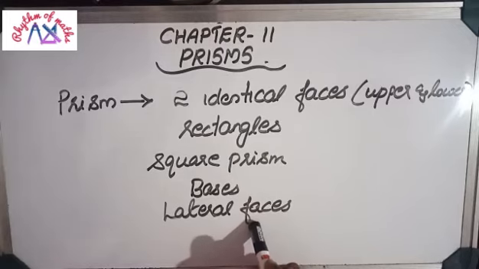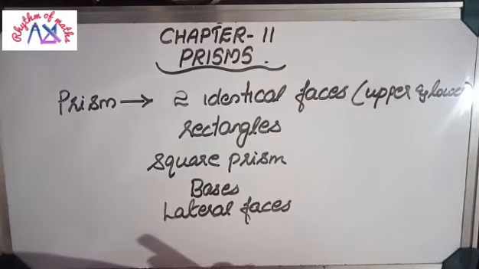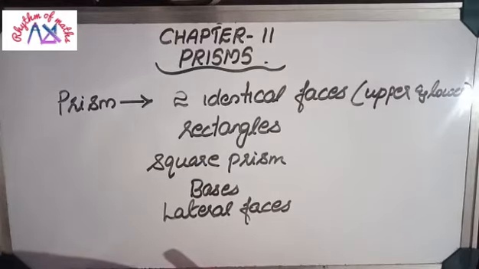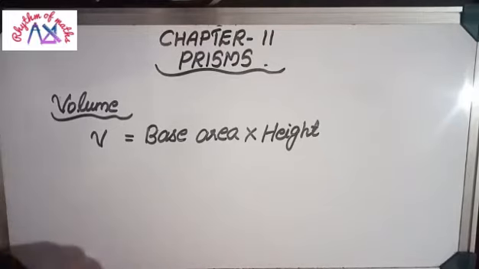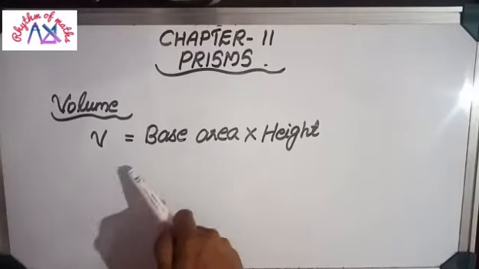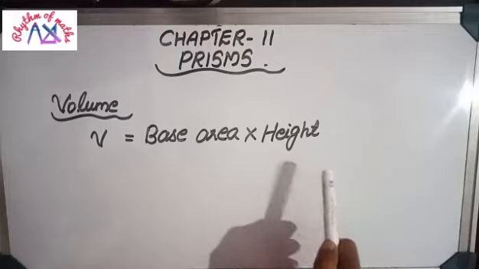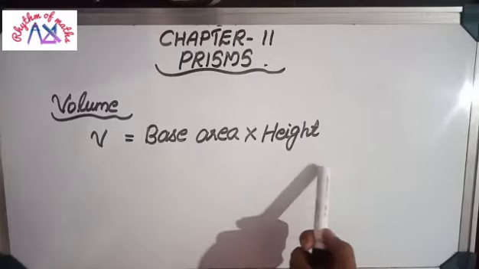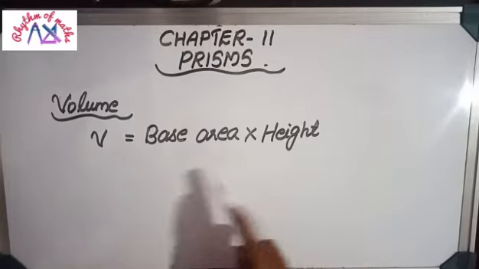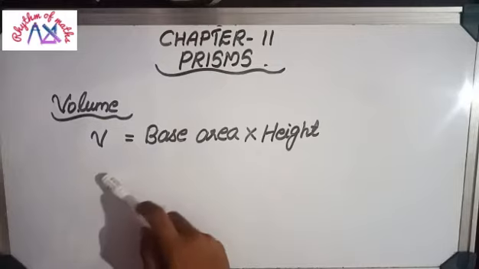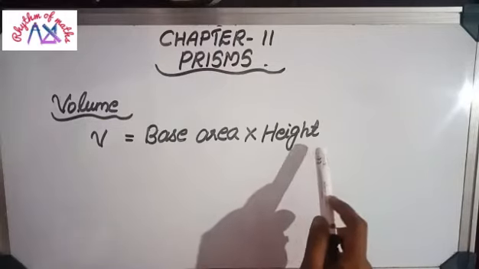Now here we are going to learn how to find the volume of any prism. There is an equation for the volume of any prism. This equation is common for any prism, whether it is a square prism, triangular prism, hexagonal, whatever it is, the same equation: base area into height.